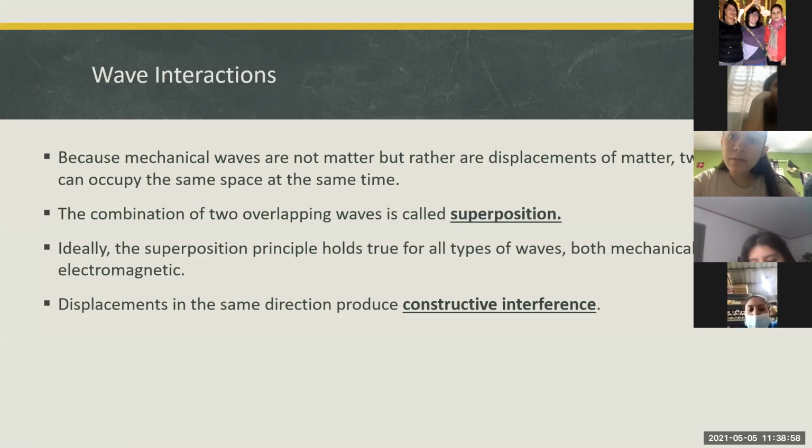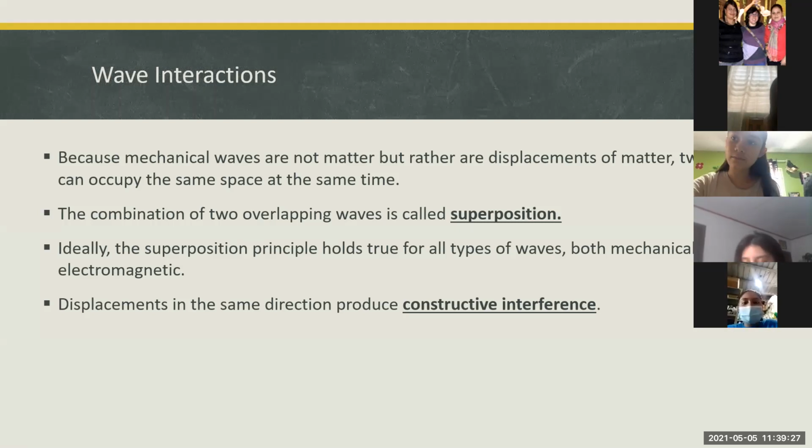Because mechanical waves are not matter, but rather are displacement of matter. Two waves can occupy the same space at the same time. The combination of two overlapping waves is called superposition. Ideally, the superposition principle holds true for all types of waves, both mechanical and electromagnetic. Displacement in the same direction produces constructive interference.